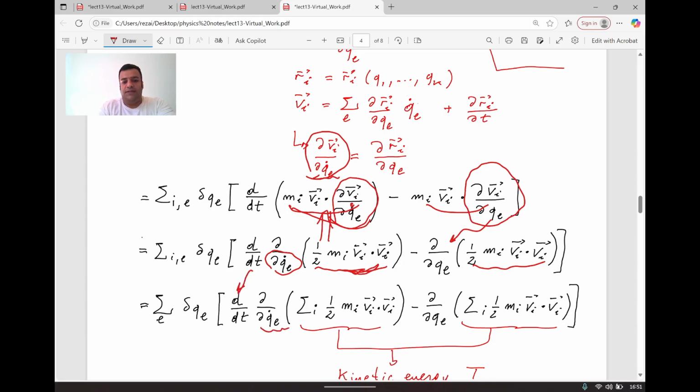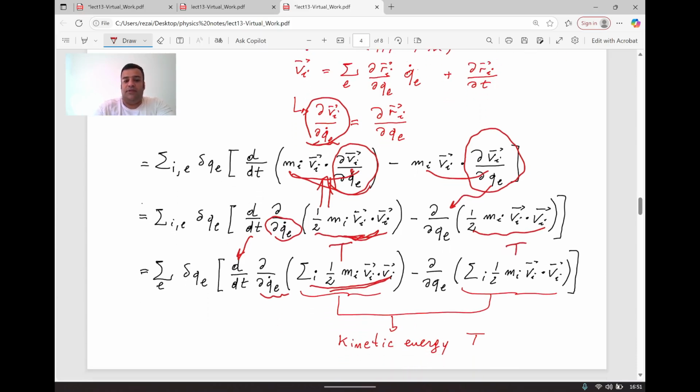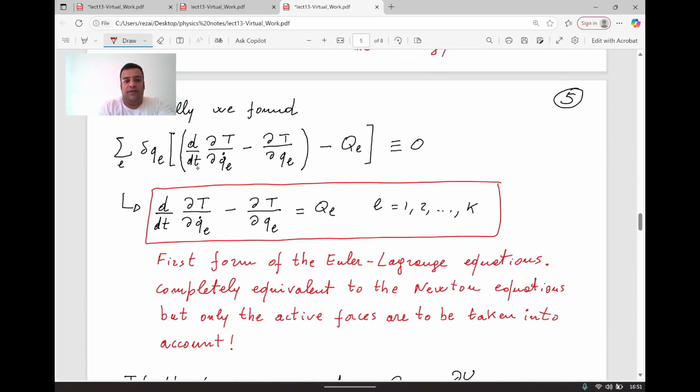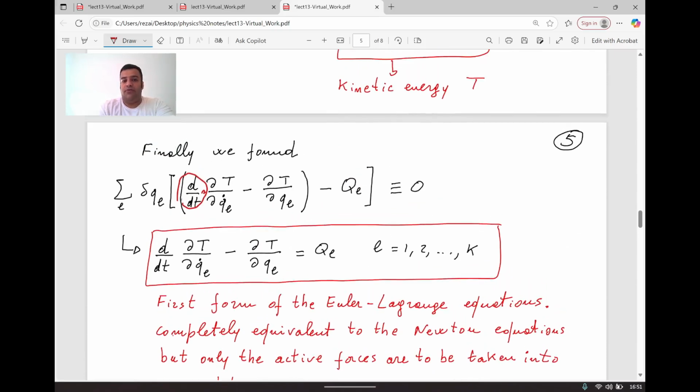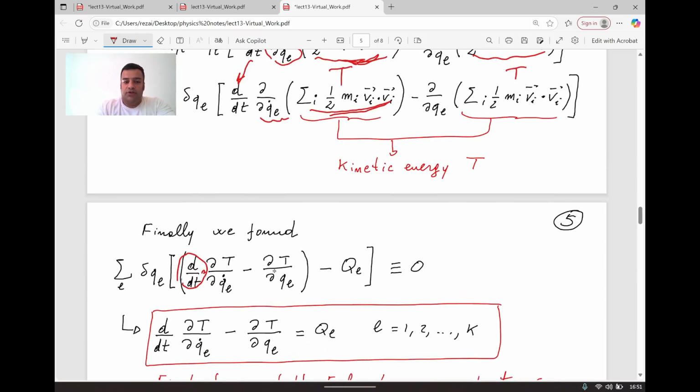So what do we achieve? Yes, that is the kinetic energy. Also this part is kinetic energy, but our calculation arrives at this: d over dt times the partial derivative of T with respect to q dot i, minus the partial derivative of T with respect to qi. Yes, but minus QL. Why? Because we write that as the inertia force, and that is exactly F minus m a dot times sigma ri.